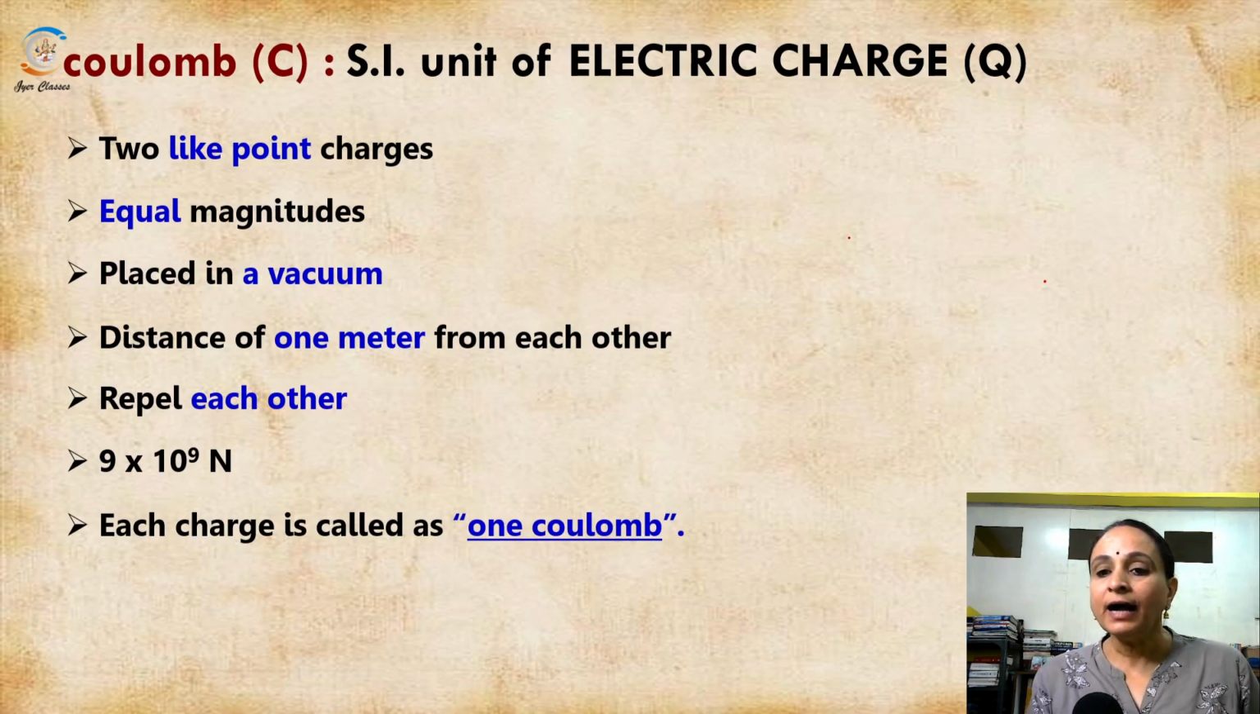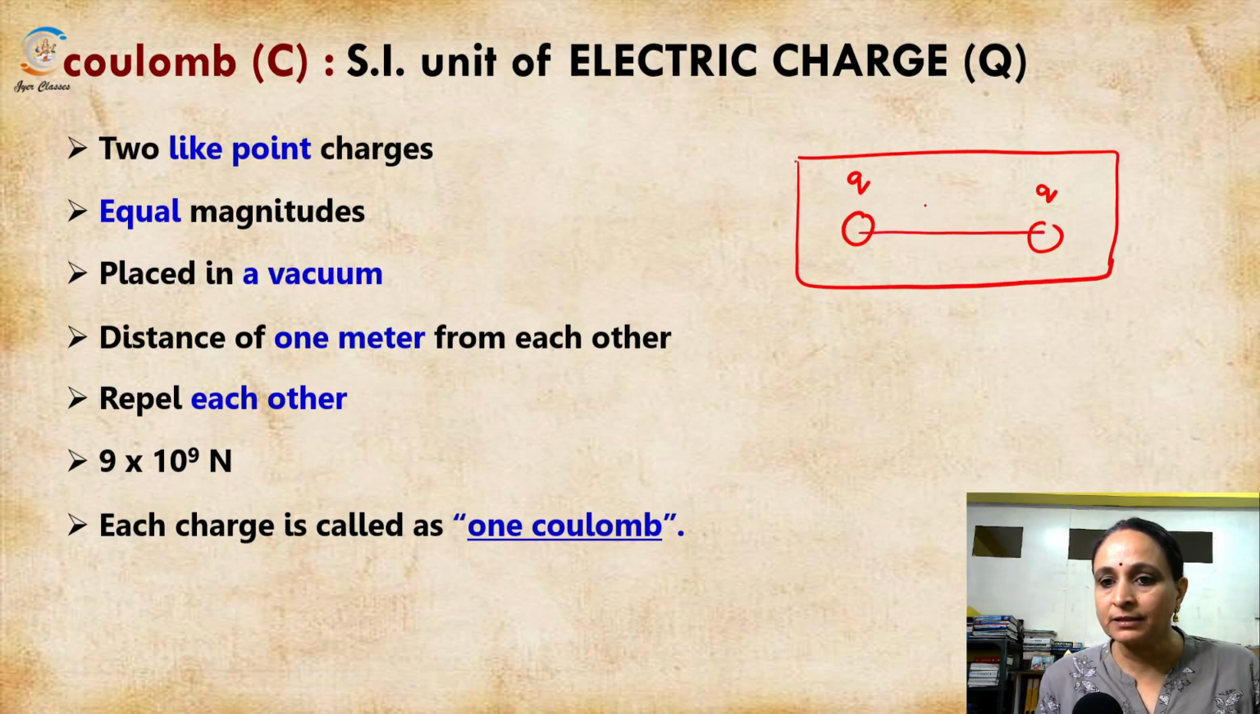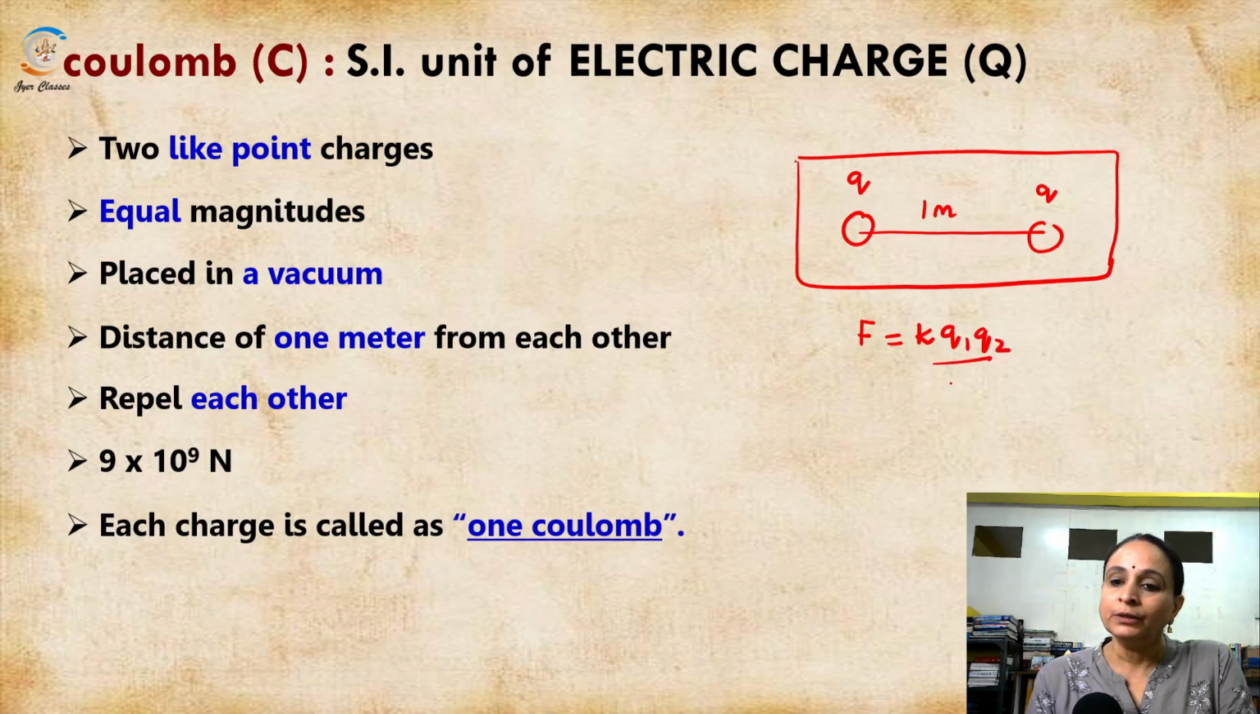अगर आपके पास दो इक्वल चार्जेस हैं, और उनको हमने वैक्यूम में रख दिया, और उन दोनों के बीच का डिस्टेंस 1 मीटर कर दिया, तो कूलम्स लॉ के अनुसार ये दोनों चार्जेस एक दूसरे को रिपेल करेंगे, और फोर्स इक्वल टू k Q1 Q2 divided by r square, where r is the distance between the charges and Q1 and Q2 are the two charges, since they are kept in the vacuum. Vacuum मतलब कुछ नहीं, हवा नहीं है वहां पर.